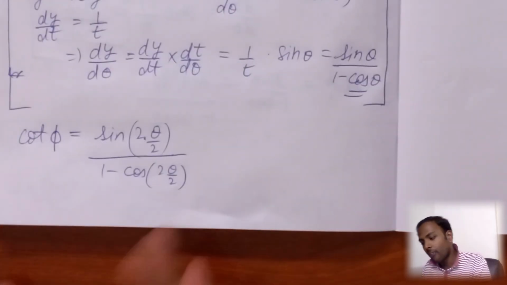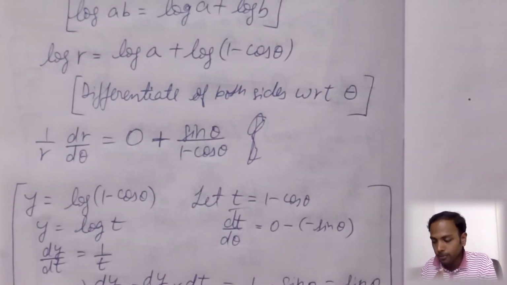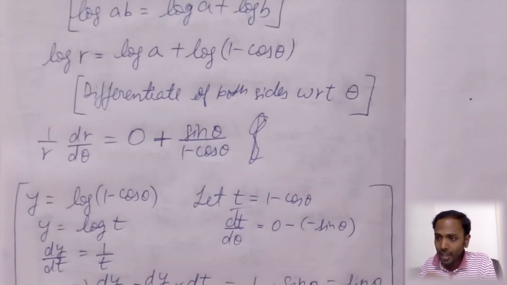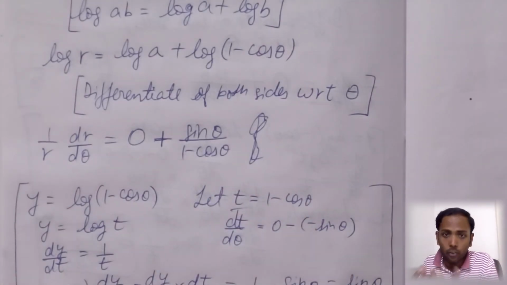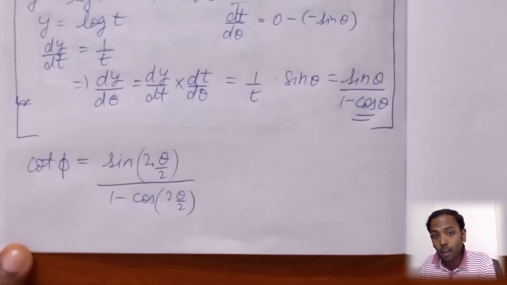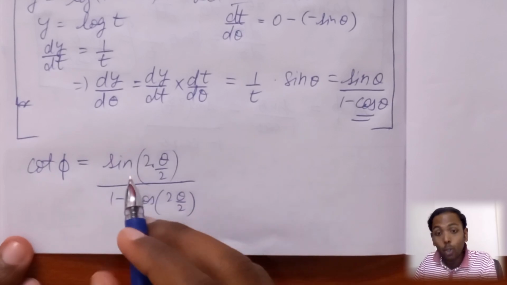So unnecessarily, why did I do all this? Because from here, we don't have much formula to simplify it. Sine theta by 1 minus cos theta, there's not any direct formula. So to create a chance to use a formula, we did this, because now you can use a formula. What formula? Sine 2 theta. See the sine 2x formula.